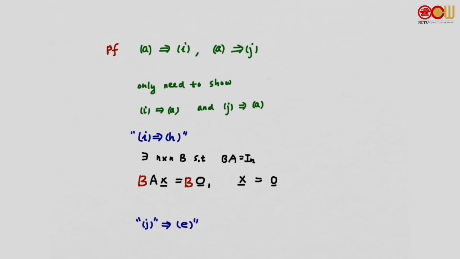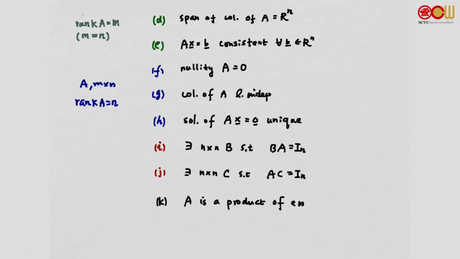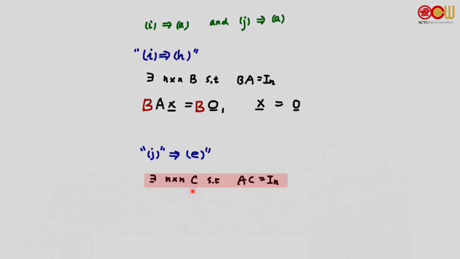Now we want to show that J implies A. We can show J implies any of the equivalent statements. So for example, we can show that J implies E. Statement E says the equation Ax equal to b has a solution for all b. J says that there exists a C matrix such that AC is the identity matrix. Let's form the matrix vector product on both sides. We multiply by a b vector on both sides. Then we get ACb equal to Imb, and Imb will simply be b, right?